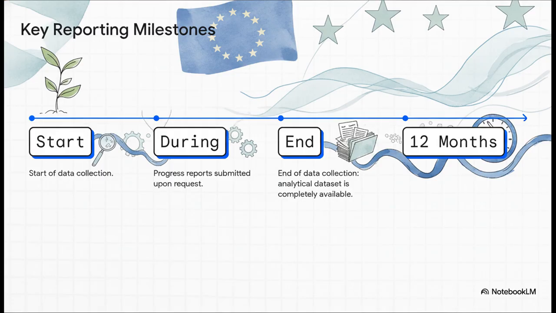Day 1 is the start of data collection. From that moment, regulators can ask for progress reports anytime they want. Then you have another huge milestone, the end of data collection. This is the day when the very last piece of data you need for your analysis is in and locked. Once that date hits, the company, the marketing authorization holder, has exactly 12 months, not a day more, to submit the complete final study report.